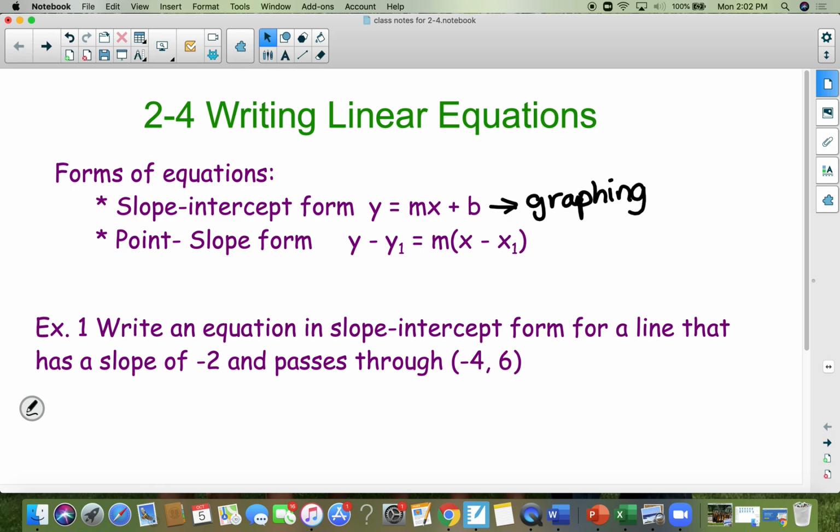Once you get the y alone, the number in front of the x is called the slope. And the b is where it crosses the y-axis, or the y-intercept. Okay, the one we're using today is called point slope form. Maybe you haven't used it, but this is what you would use in higher level math classes.